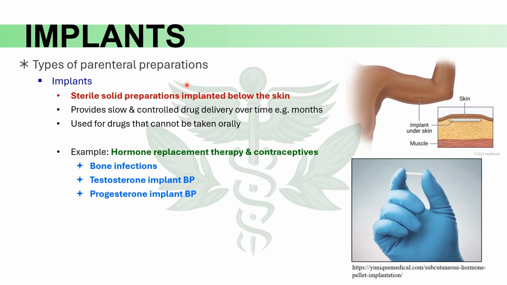Finally, implants. They are sterile, solid preparations implanted below the skin, as we can see in this diagram here. It provides slow and controlled drug delivery over a prolonged period of time, such as over months, and they are used for drugs which cannot be taken orally, for hormone replacement therapy, and as contraceptives. Examples include implants used for bone infections, testosterone implants, and progesterone implants. And with that, we finished the types of parenteral preparations.